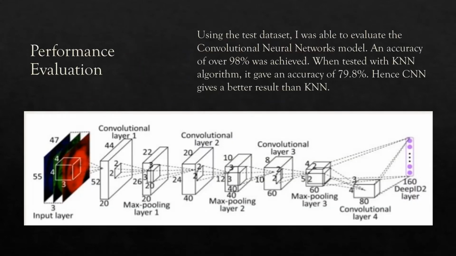For performance evaluation, I used a test dataset which is available online to evaluate the convolutional neural networks model. An accuracy of over 98% was achieved. When tested with the k-nearest neighbors algorithm, however, it gave an accuracy of 79.8%, which is approximately 20% less than the accuracy of the CNN. Hence, the convolutional neural networks model gives a better result than the k-nearest neighbors algorithm.